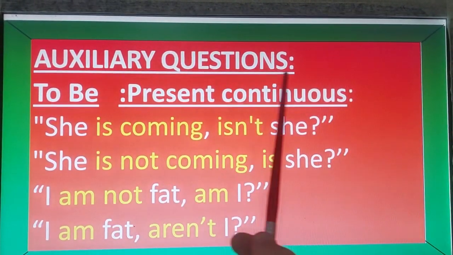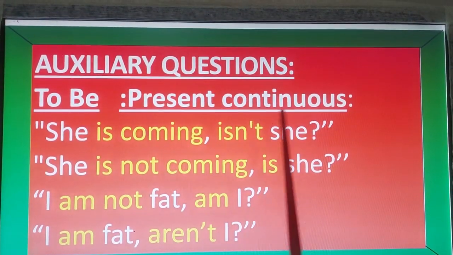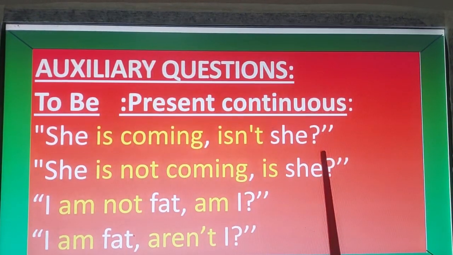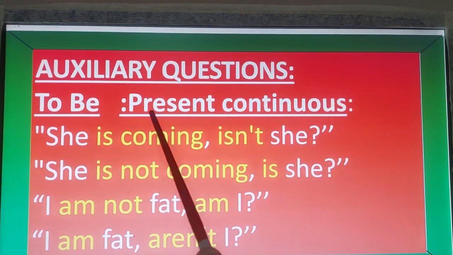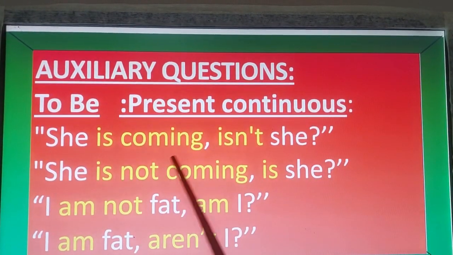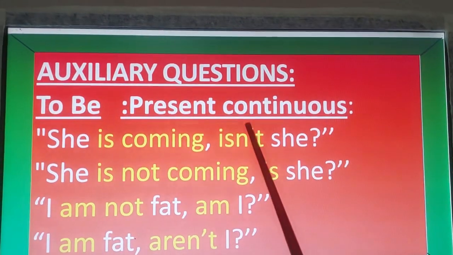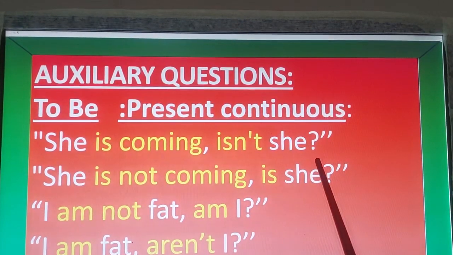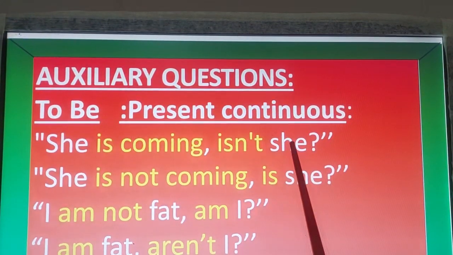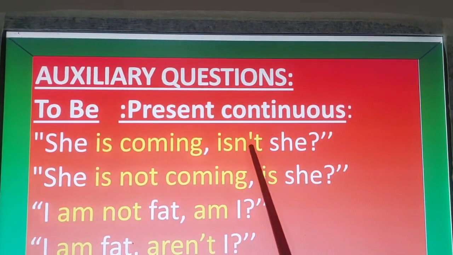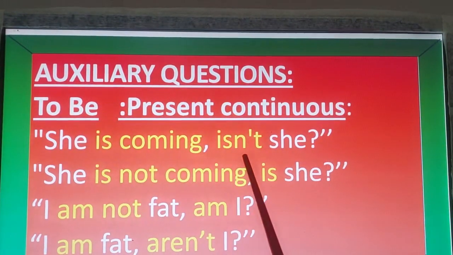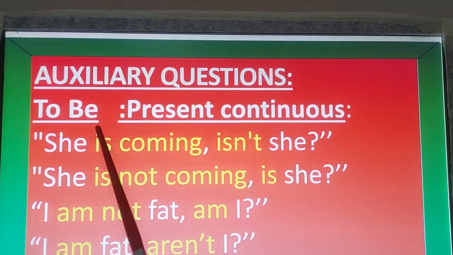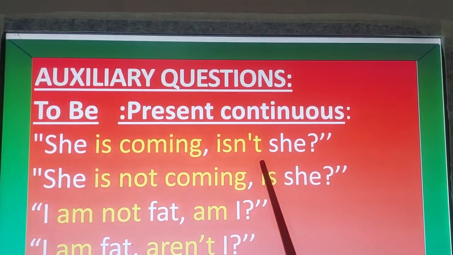Then let's start with auxiliary questions. We have to be in the present continuous. She is coming, isn't she? What is red and yellow is what we call the present continuous. She is coming, isn't she? We are not going to say, isn't she coming? Because the tag question is very short. Okay? We have inverted the subject and the auxiliary. And the tense in the tag question is the same as in the statement. We have here she is, the is, and here it is, it's not was.